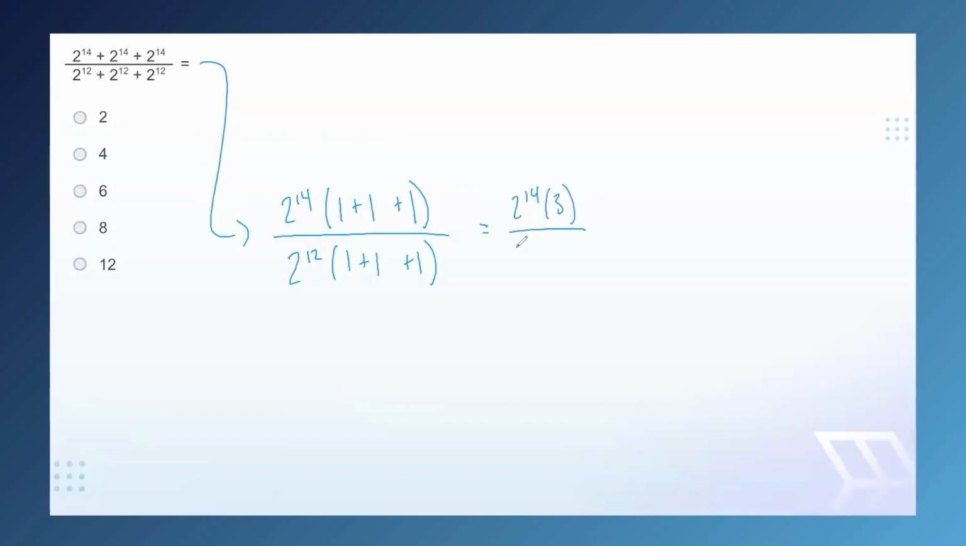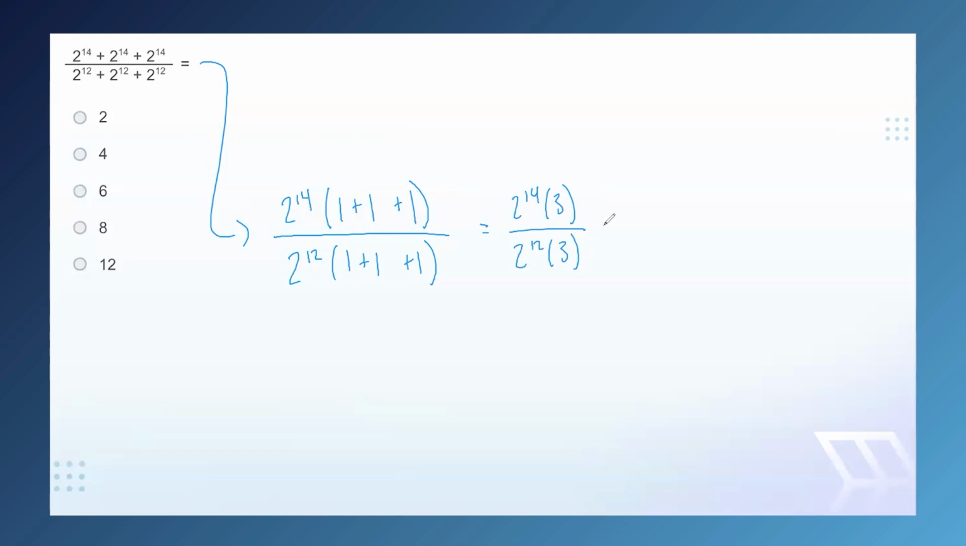So in my numerator, I can factor out a 2 to the 14, leaving me 1 plus 1 plus 1 in my parentheses. Same approach in the denominator. I can factor out a 2 to the 12, again leaving me with 1 plus 1 plus 1. Simplifying a bit, I have 2 to the 14 times 3 over 2 to the 12 times 3, which is exactly the same thing that we had before, just arranged slightly differently.